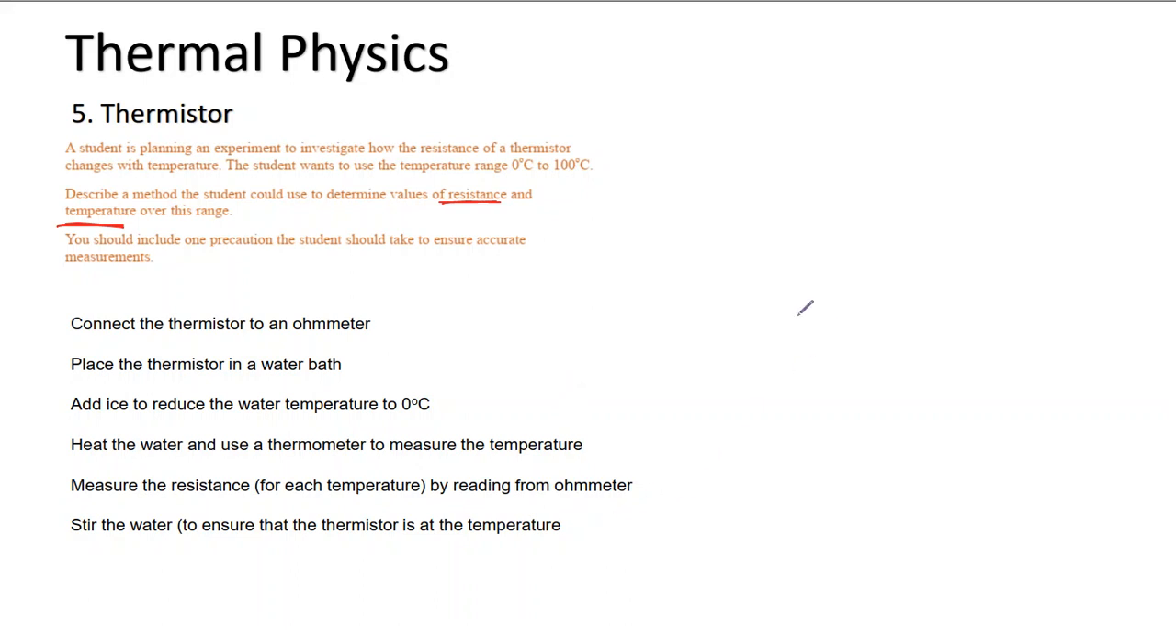If this question specifically said you don't have to draw a diagram, but in your exam they might ask you to draw a diagram of the apparatus. So this is what you draw: a thermistor connected to an ohm meter. This is the symbol of an ohm meter, and you have to use a thermometer, and this is a water bath, and this symbol is for heating.